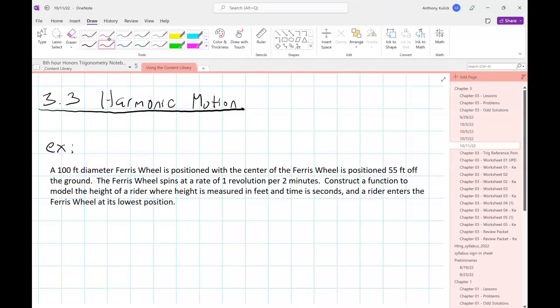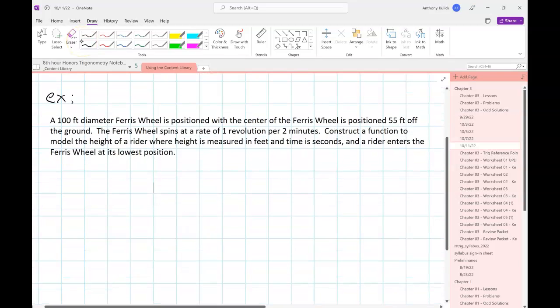So here it says a 100-foot diameter Ferris wheel is positioned with the center of the Ferris wheel 55 feet off the ground. The Ferris wheel spins at a rate of 1 revolution per 2 minutes. Construct a function to model the height of a rider, where height is measured in feet and time in seconds. And the rider enters the Ferris wheel at its lowest position. Okay.